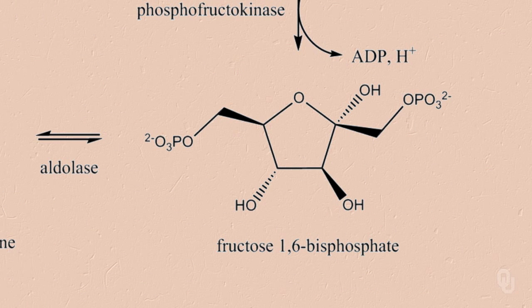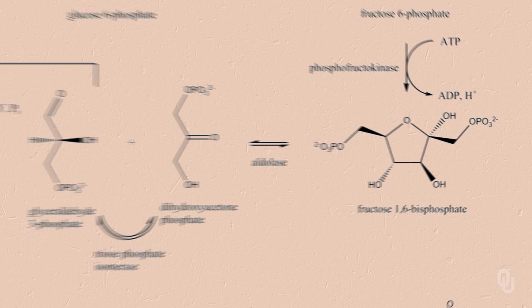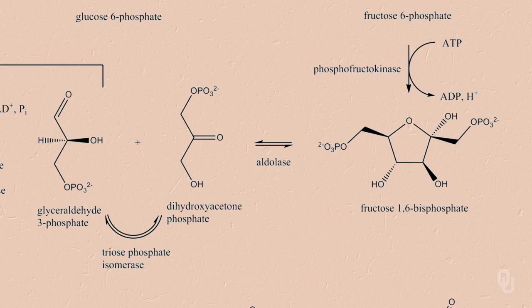What we've essentially done is made a more symmetrical molecule, and that will make sense when we consider the next reaction. The next reaction is the aldolase reaction. Aldolase catalyzes the cleavage of fructose 1,6-bisphosphate into glyceraldehyde 3-phosphate and dihydroxyacetone phosphate. These 2 molecules themselves are interconverted by another enzyme called triose phosphate isomerase. And it is the glyceraldehyde 3-phosphate that goes on through the rest of glycolysis.